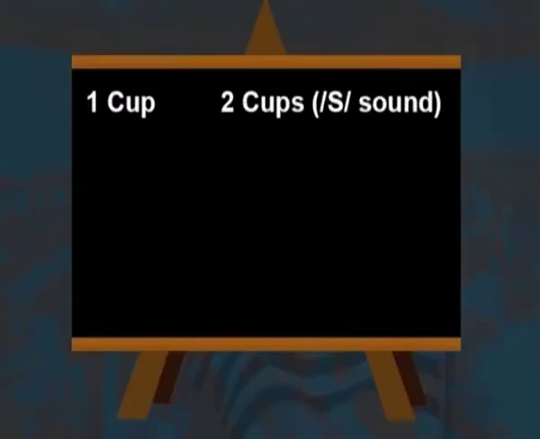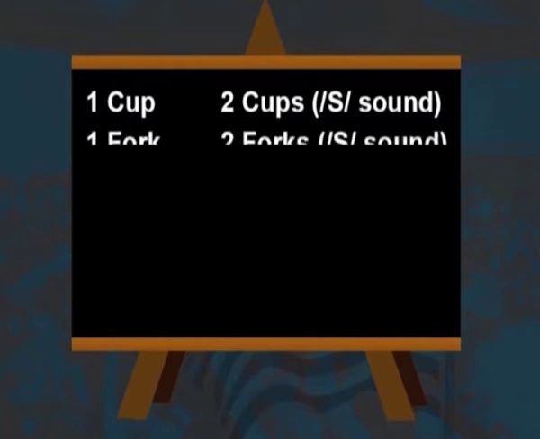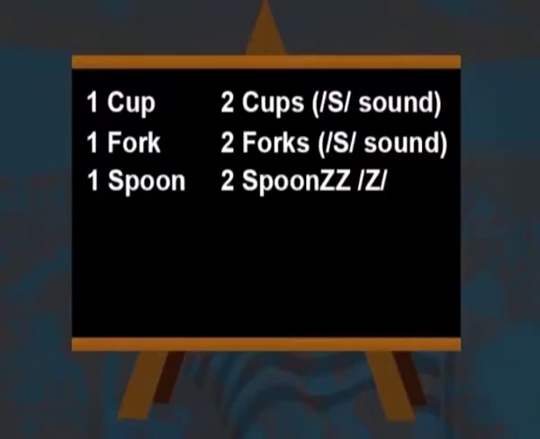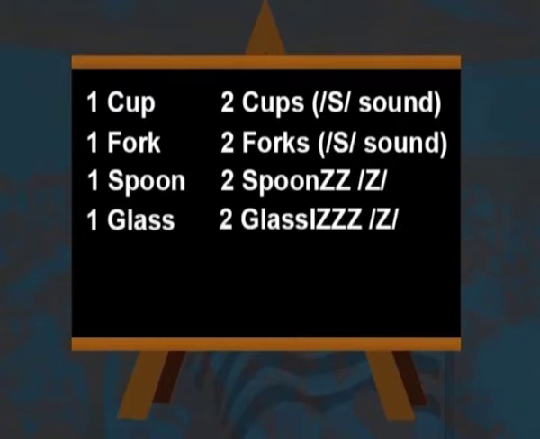Listen to the following words. You have one cup, two cups. The ending sound is S. Cup, cups. Fork, forks. But when you say one spoon, two spoons, it is not S, but Z. The Z sound is produced when you use the plural for spoon. Spoon, spoons. Similarly, glass, glasses. Z. So that is the difference when you produce S and Z.